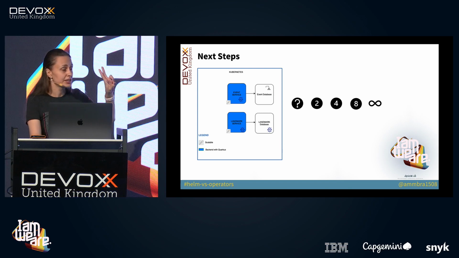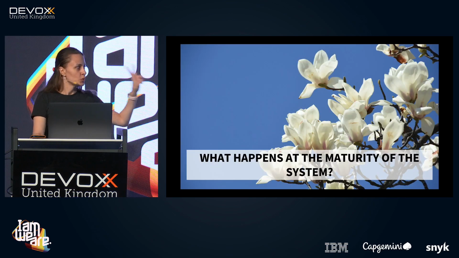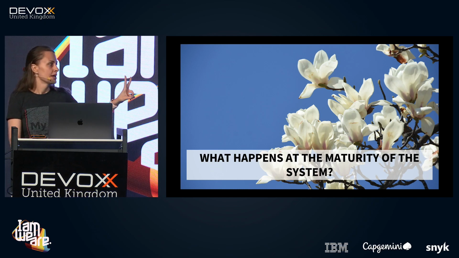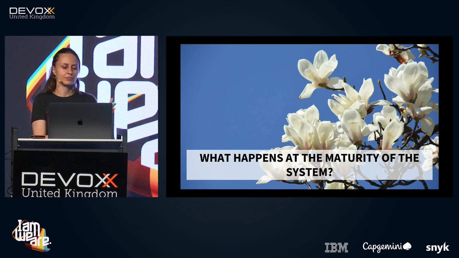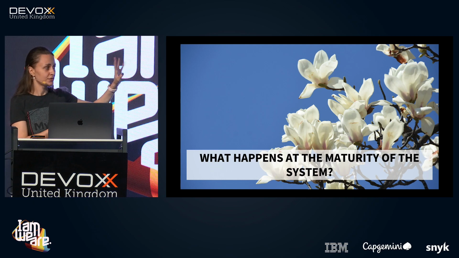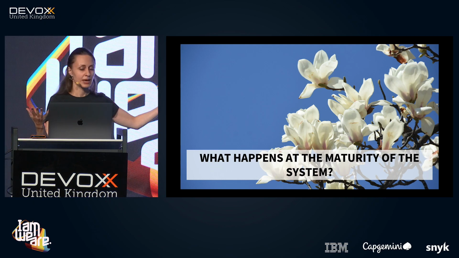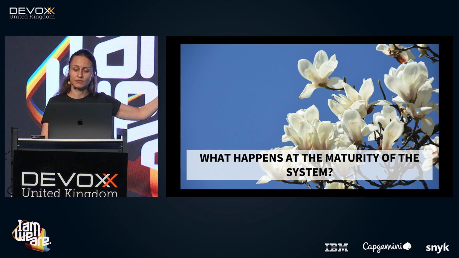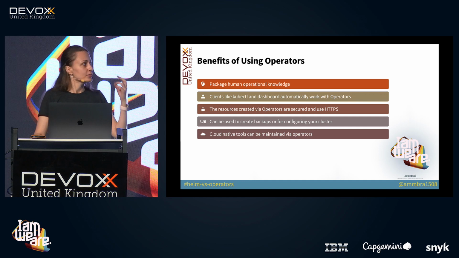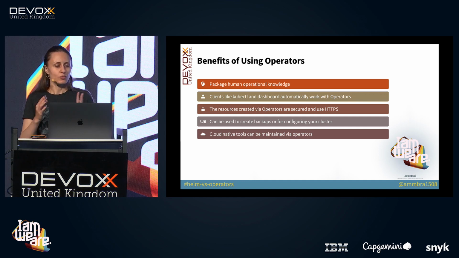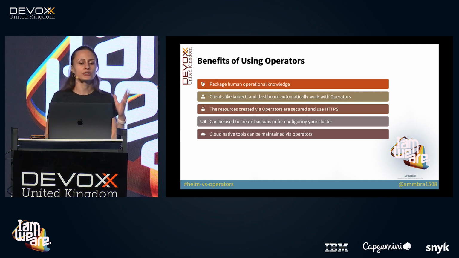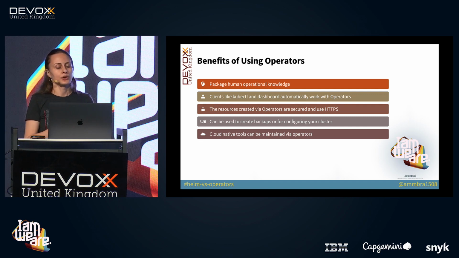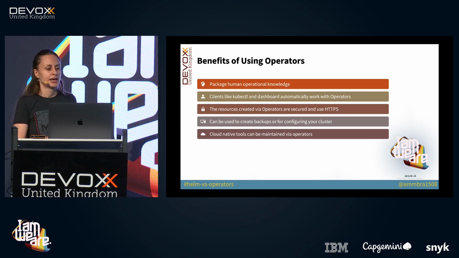It becomes like a little burden again, right? So what happens at the maturity of your system? How do you cope when you still have more things to manage? You've done it with Helm. Helm has solved some issues for you, but you still got into other problems, like how do I maintain those stateful sets of PostgreSQL? And that's when operators kick in, because operators are there to package human operational knowledge for you. So they are there to do automatic stuff that you would have done manually to maintain those stateful sets.